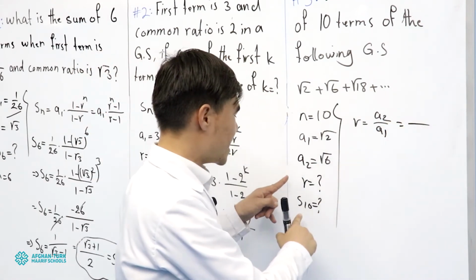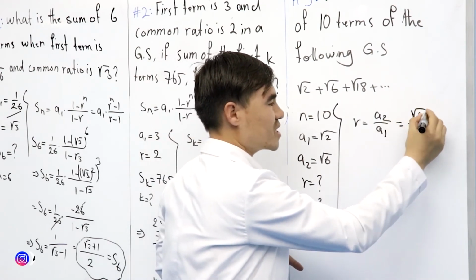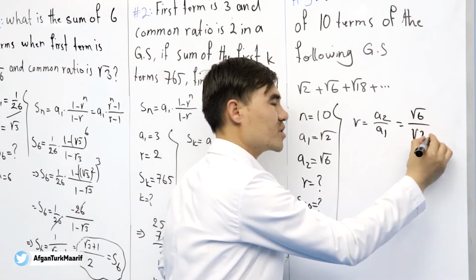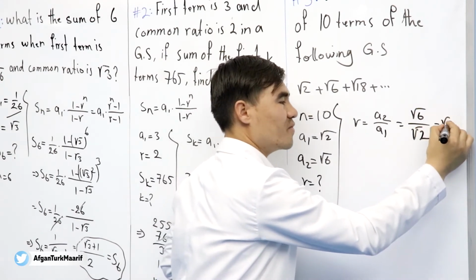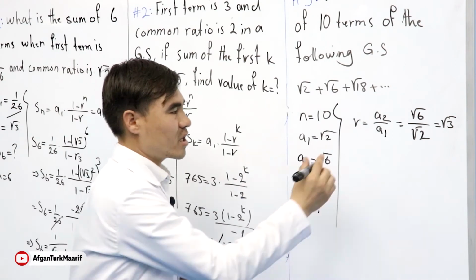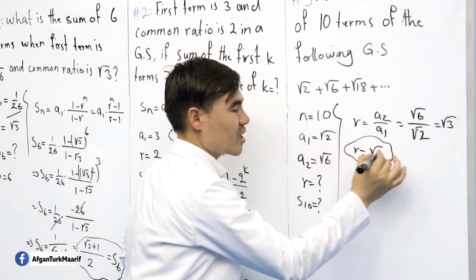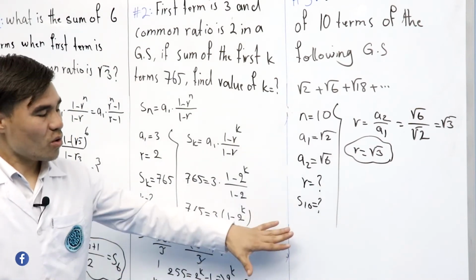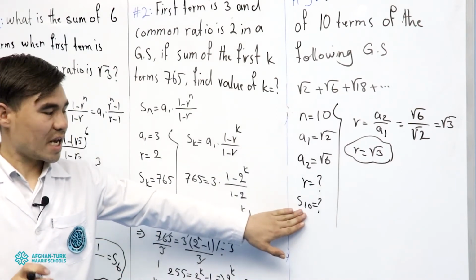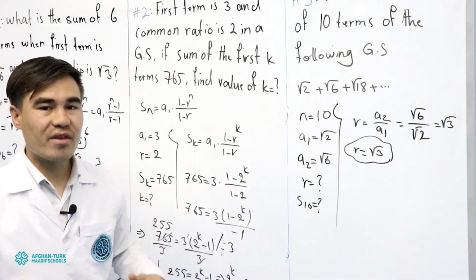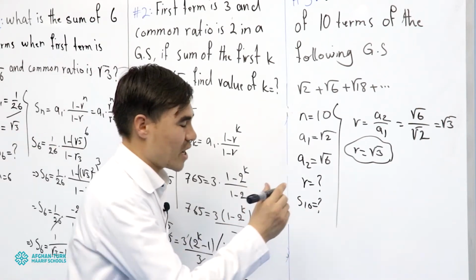Here, A2 is equal with square root of 6, and A1 is equal with what? Square root of 2. It will be equal with square root of 3. The common ratio is equal with square root of what? Number 3. And now I'm going to find S10. What does S10 mean? The sum of the first n terms, which we must find.